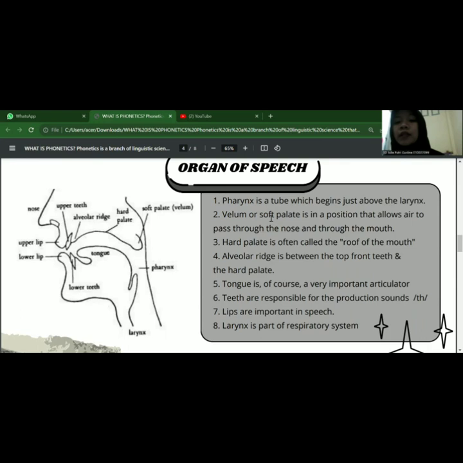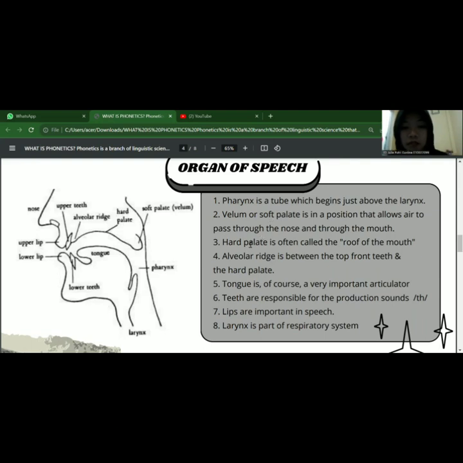And the third one is the hard palate, often called the roof of the mouth. You can feel its shape with your tongue. Its surface is much rounder than it feels, and it's covered with little ridges. It is in the middle of our mouth.